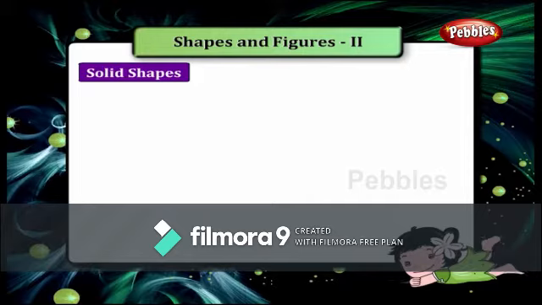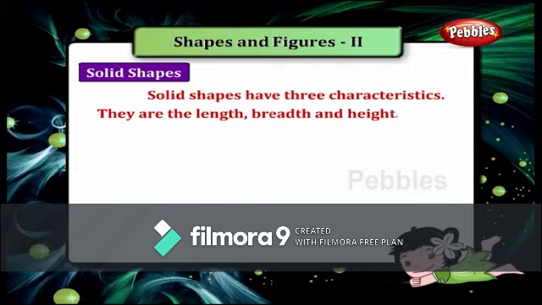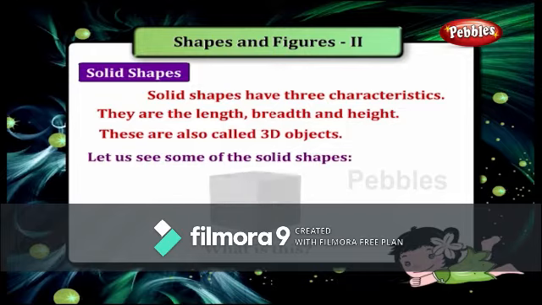Solid shapes. Solid shapes have 3 characteristics. They are the length, breadth, and height. These are also called 3D objects. Let us see some of the solid shapes.